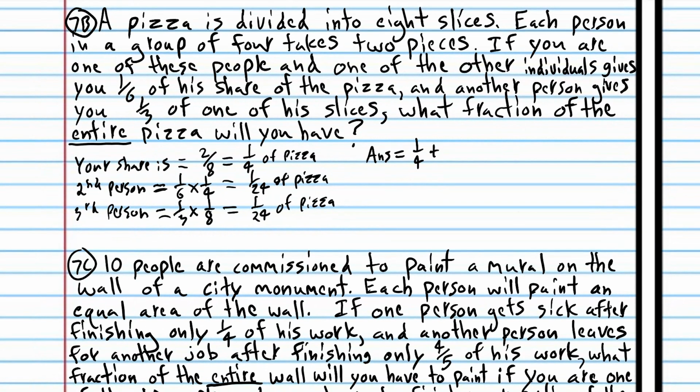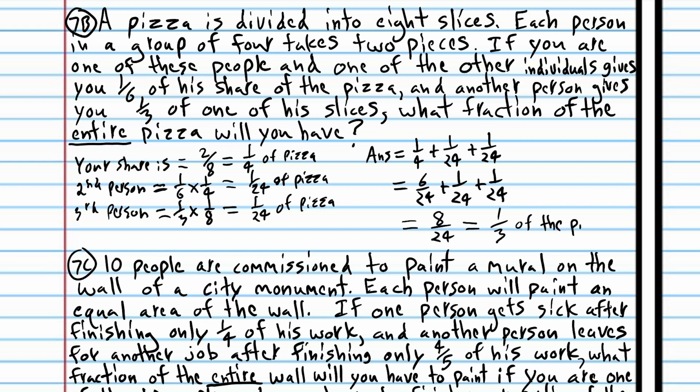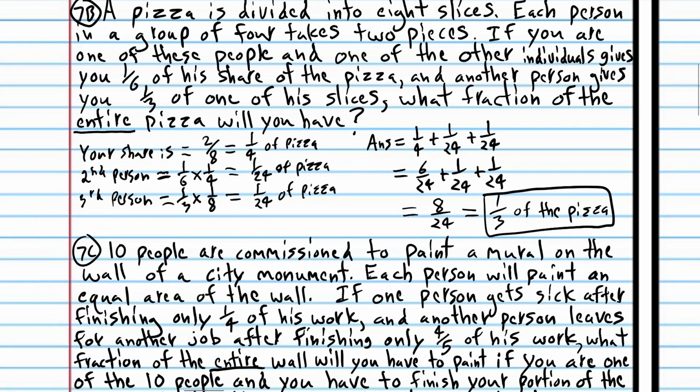So now we're going to add those up. All right, and multiply both sides of this fraction by 6, and you get 6/24. I'm waiting for that to go away. 6/24, and now we have a common denominator. So we just add those together, and we get 8/24 of the pizza, which reduces, divide both sides by 8, and you get 1/3 of the pizza. So you got 1/3 of the pizza because all those people were generous and they gave you parts of the pizza that they didn't want.